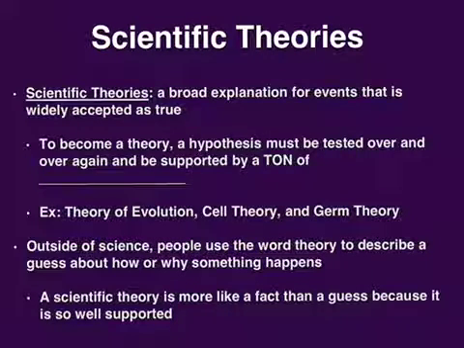Lastly, we have scientific theories. And scientific theories are broad explanations for events that are widely accepted as true. So in order for something to become a theory, a hypothesis must be tested over and over and over again, and then be supported by a ton of evidence. So, for example, the theory of evolution, the cell theory, and the germ theory are all theories that have been tested, and every time it gets tested, the evidence supports the previous evidence.